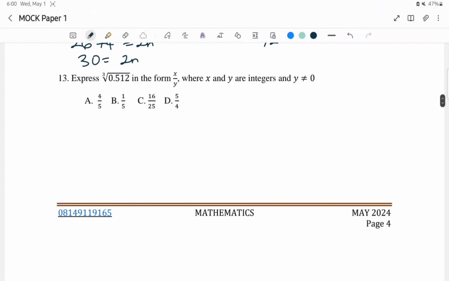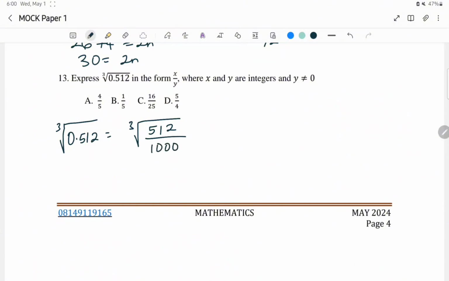For question number 13, we are asked to find the cube root of 0.512 in the form x over y, that is, express it as a fraction. So that means the cube root of 0.512. Well, let me express 0.512 as a fraction. That's 512 divided by 1000.